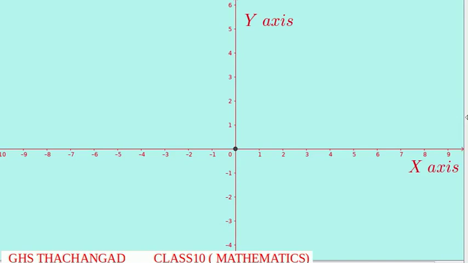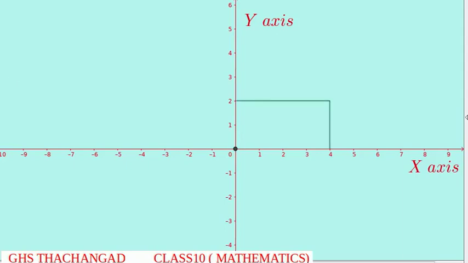Axis means not only two lines; the lines contain numbers, they are number lines. Drawing the axis means you draw a line and mark the numbers also. Clear? The first step is drawing the x-axis and y-axis, with numbers marked on both. Then we mark a point here, just a point.